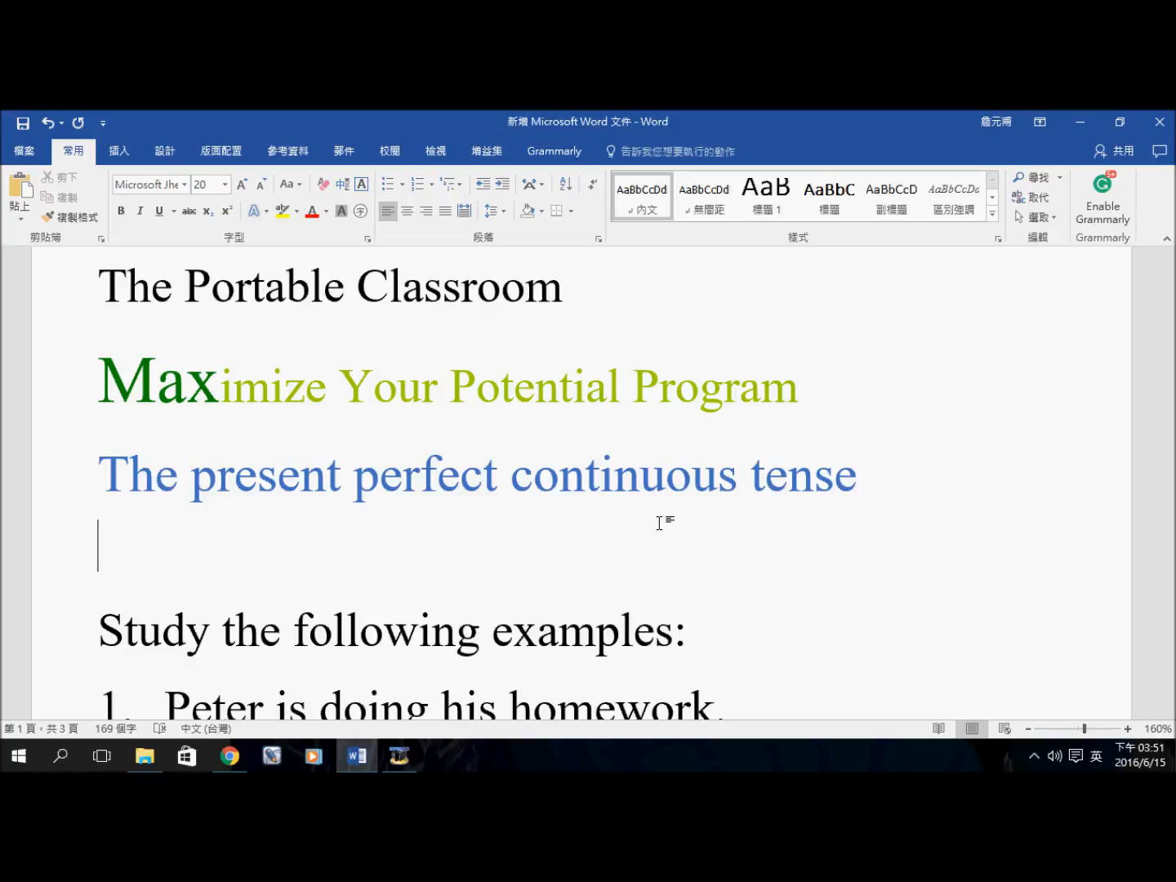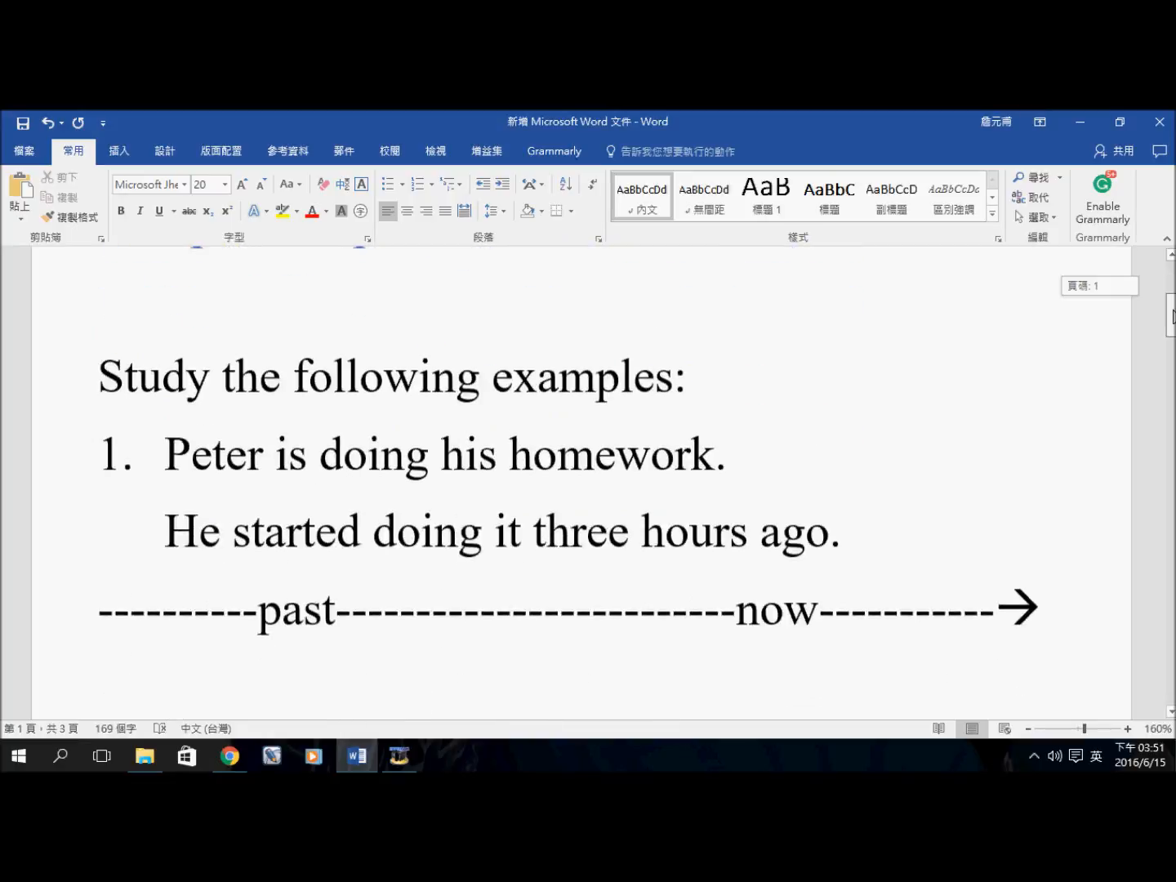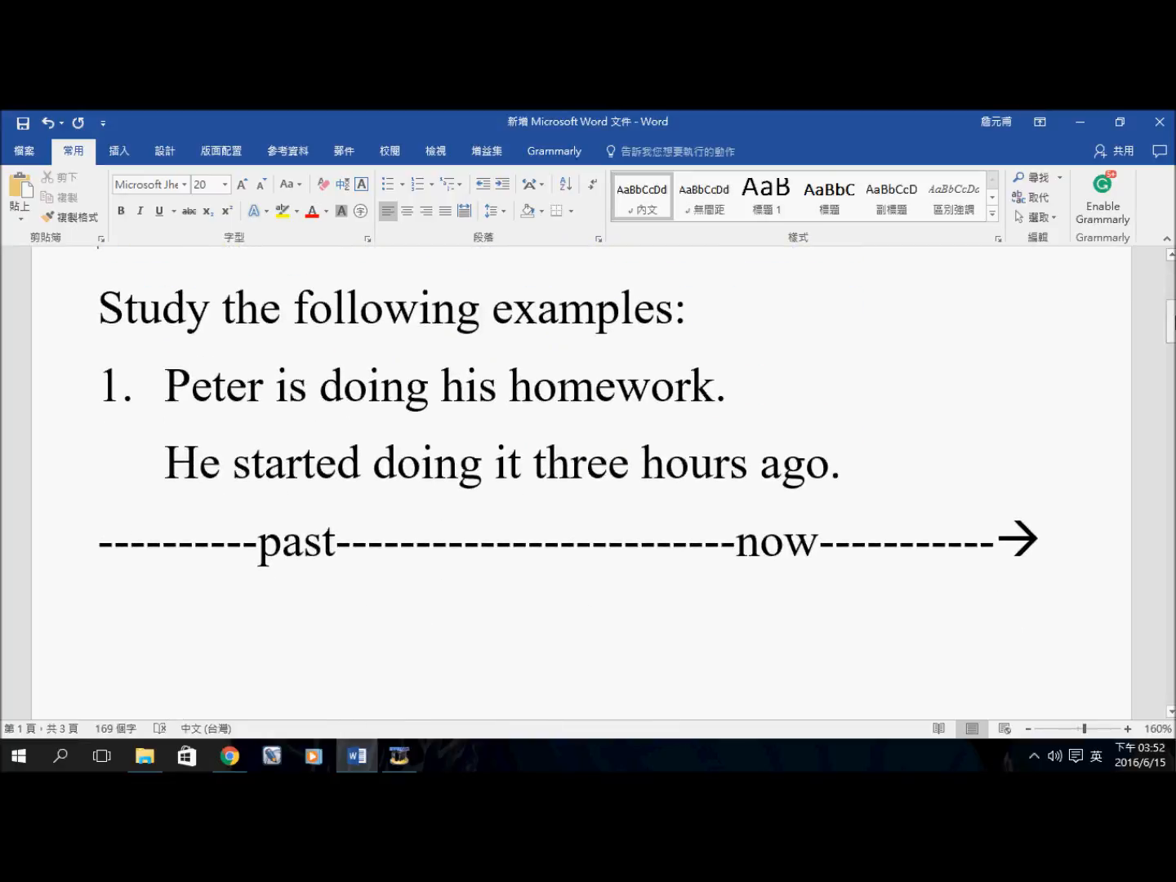Now, we use the present perfect continuous tense in a very similar way as how we use the present perfect tense. Now, before we go deeper into this, let's first study the following examples. Example number 1, Peter is doing his homework. He started doing it 3 hours ago.